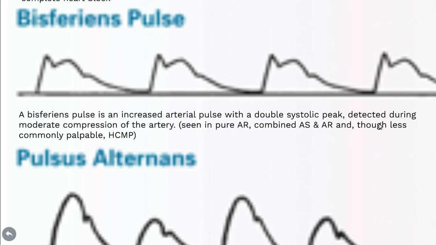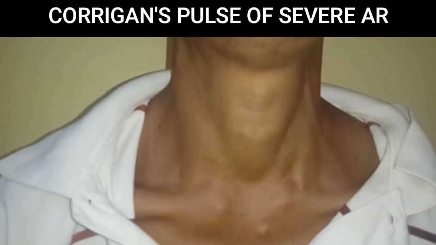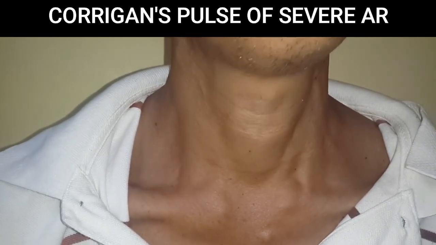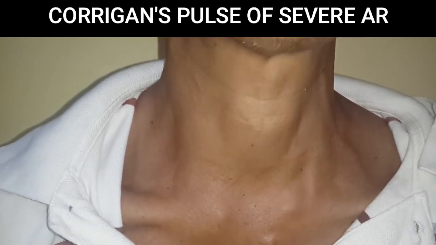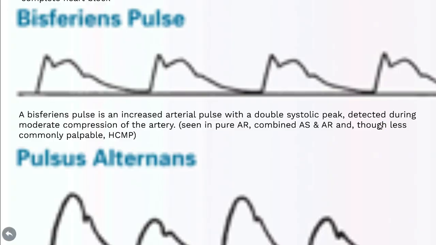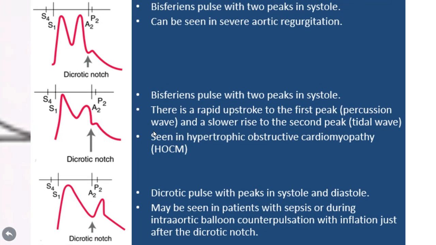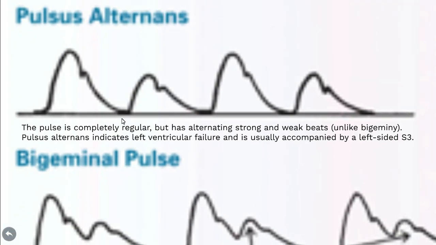Okay, bisferiens pulse means there is a double systolic peak and can be seen in pure AR, combined AS and AR, and hypertrophic cardiomyopathy. These are the other examples. This is for aortic regurgitation, and this one is for a patient with hypertrophic cardiomyopathy where there is a slow rise of the second peak.